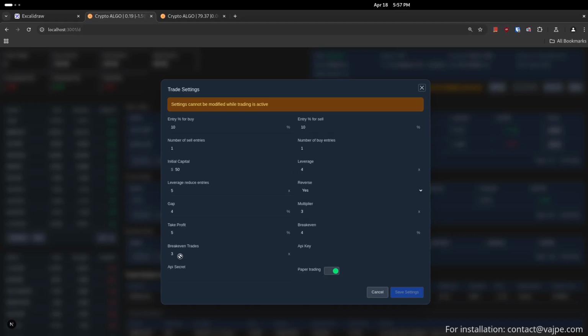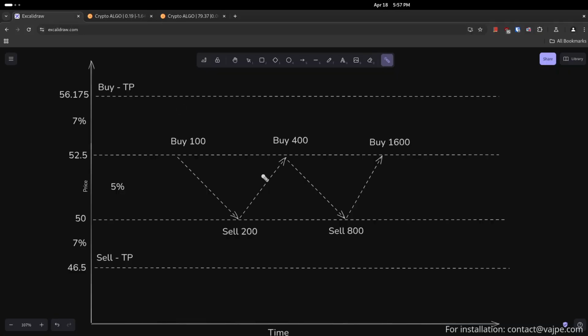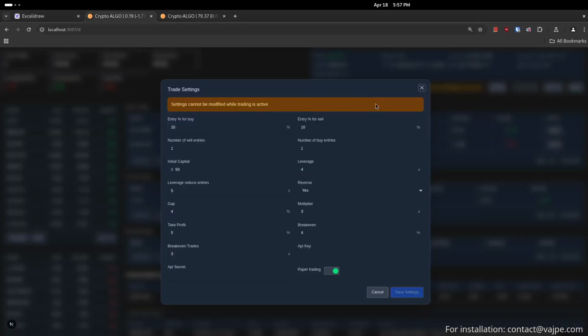It's like saying, hey, we have put a lot of capital, there are too many entries, and the price is not reaching TP. We want to just reduce the TP and see whether it works. So you reduce the break even here, and whatever setting you set here, it works. It is 4%, and the number of trades is three. After three trades, it reduces the break even.